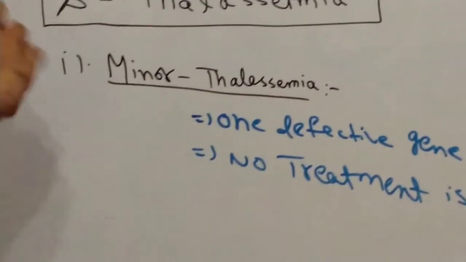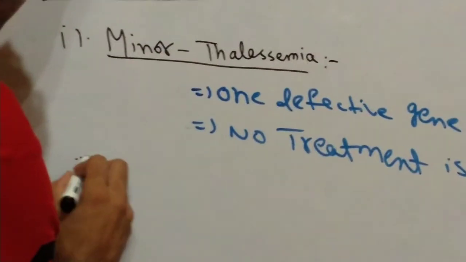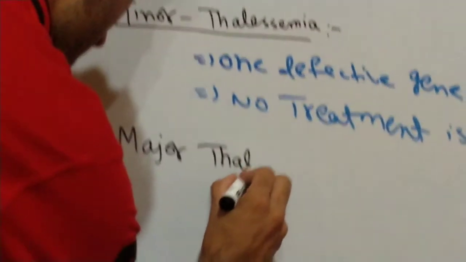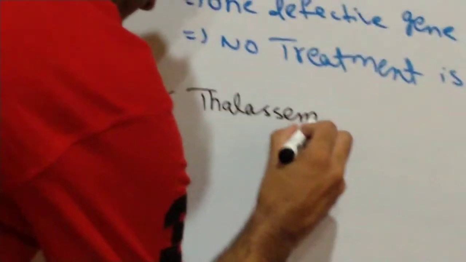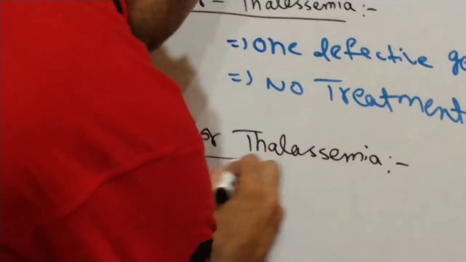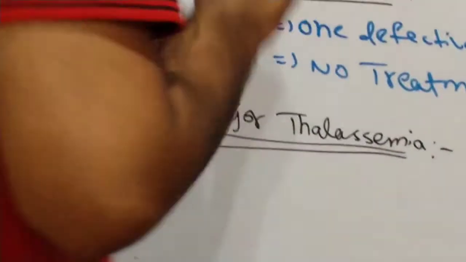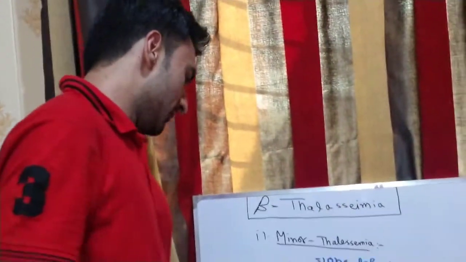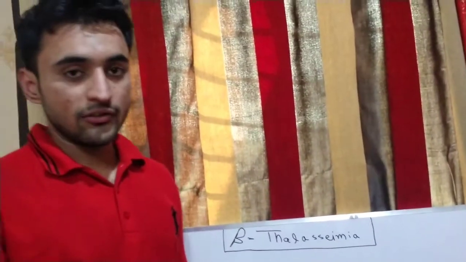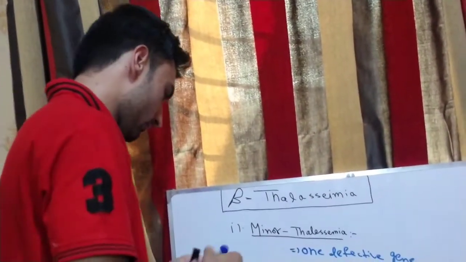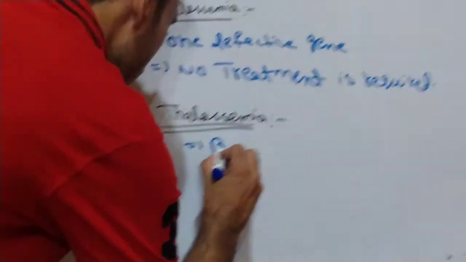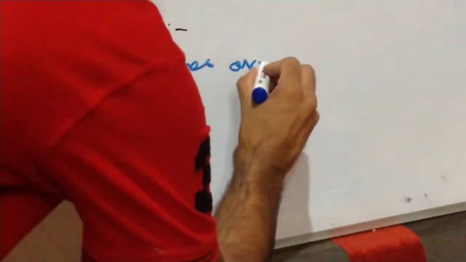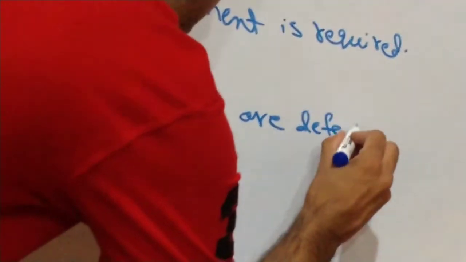Secondly, talking about the major thalassemia. In this major thalassemia, both genes are defective. So that's why this major thalassemia is very lethal and it leads to very serious complications. Both genes are defective.